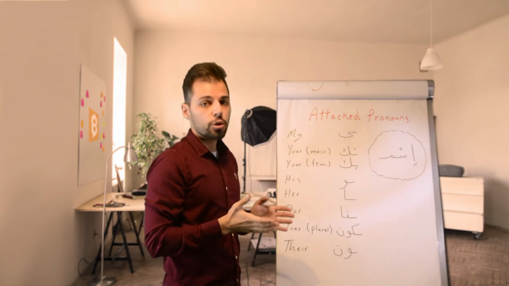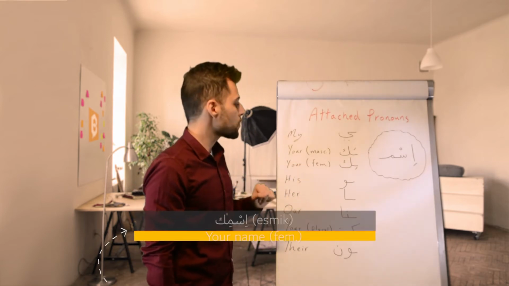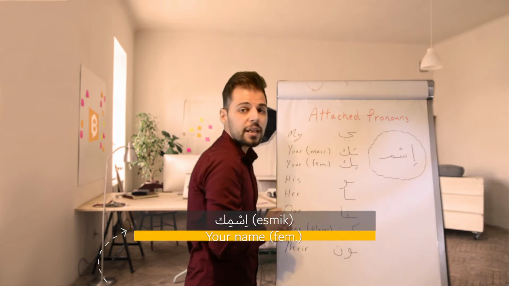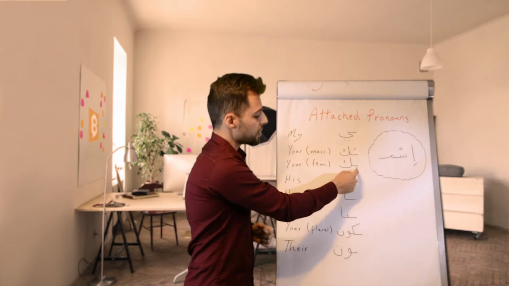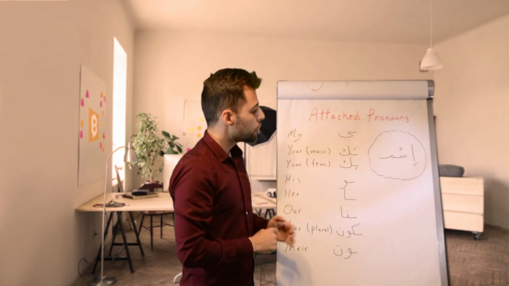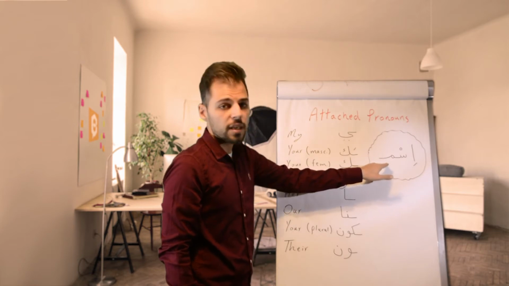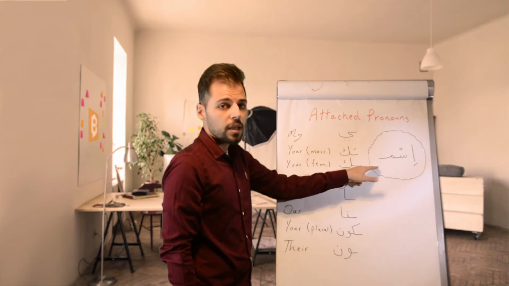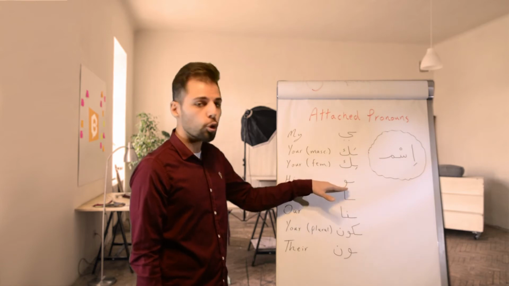The masculine, your name. Now, for the feminine one, it's ismek. So we add the sound kasra to the last letter of the word, which is meme. So it's ismek. Next, we have o.